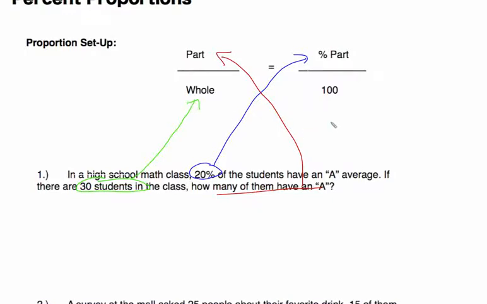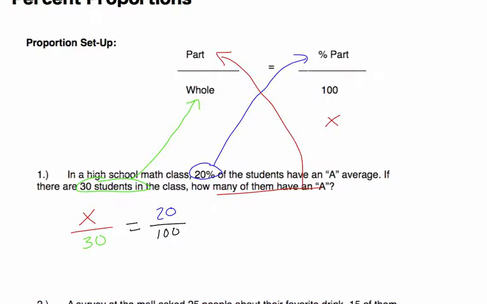Okay, so it's going to end up looking like X for the part. I'm going to write that down here. X is the part over the whole, which is 30. Okay, X over 30, part over whole, A over entire class. And that's going to equal the percent I have, which is 20%, over the 100. That is always stuck there.